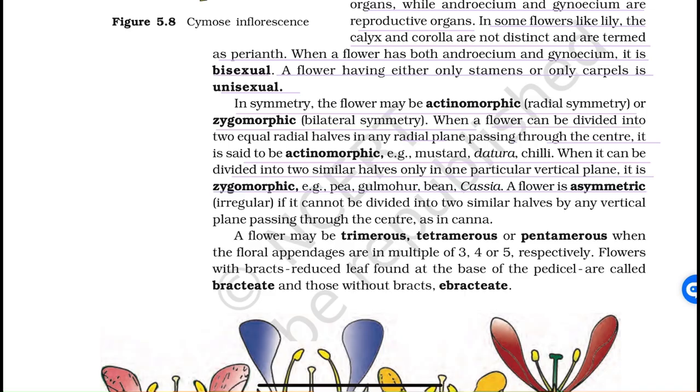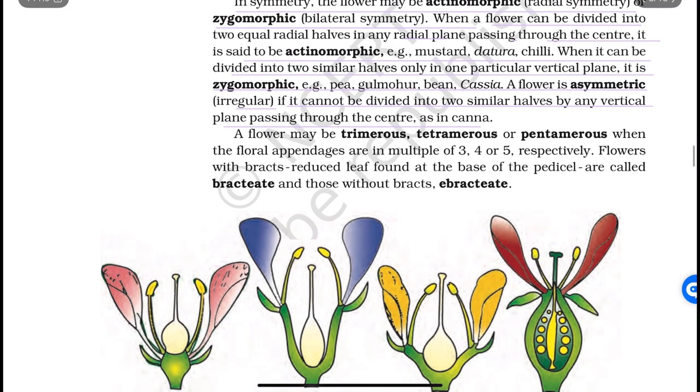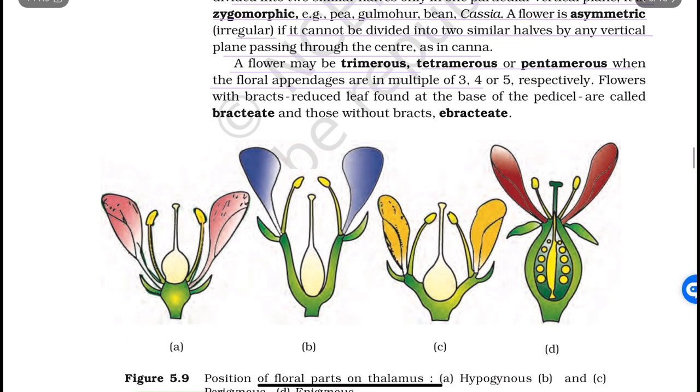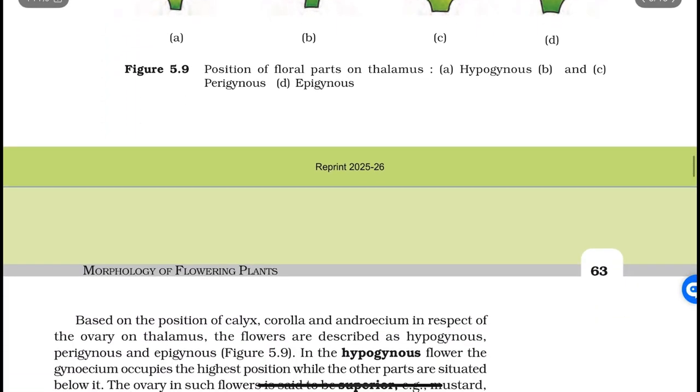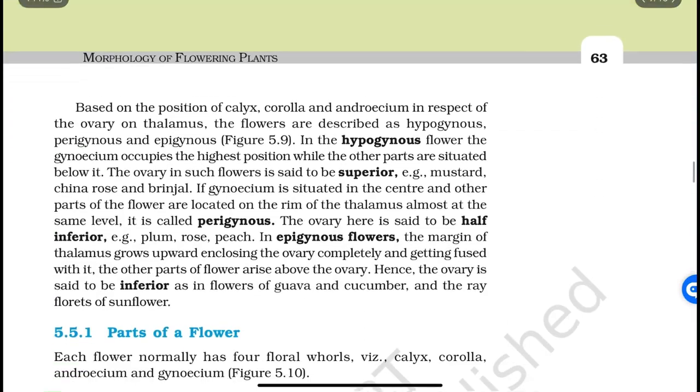A flower is asymmetric, irregular, if it cannot be divided into two similar halves by any vertical plane passing through the center, as in canna. A flower may be trimerous, tetramerous, and pentamerous when the floral appendages are in multiples of 3, 4, 5 respectively. Flowers with bracts, the reduced leaves found at the base of the pedicel, are called bracteate, and those without bracts are called ebracteate.